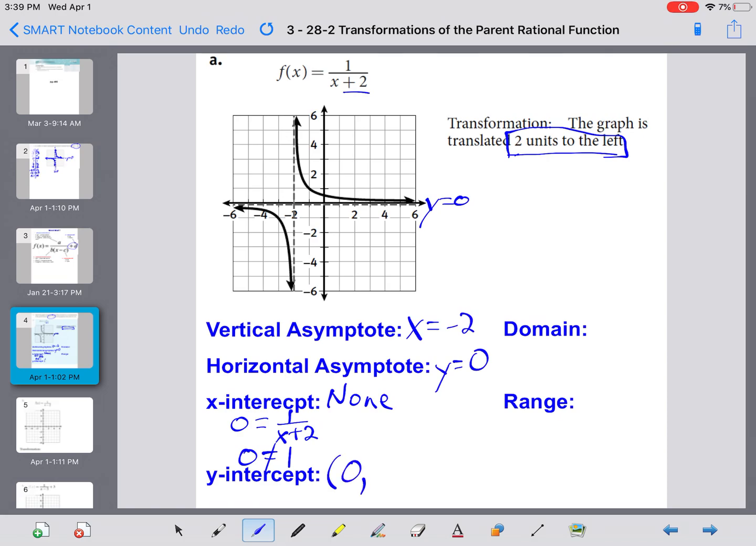Y-intercept, plug in 0 for x. You can kind of do that in your head if you want. You get 0, 1/2, and that's why you have a point there on the graph at 0, 1/2.